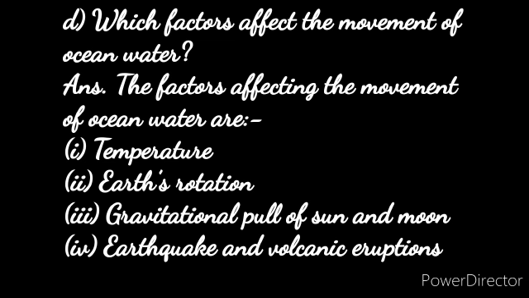Answer is: the factors affecting the movement of ocean water are: first is temperature, second is Earth's rotation, third gravitational pull of sun and moon, and fourth is earthquake and volcanic eruptions. Temperature, Earth's rotation, gravitational pull of sun and moon, and earthquake and volcanic eruptions are the factors affecting the movement of ocean water.